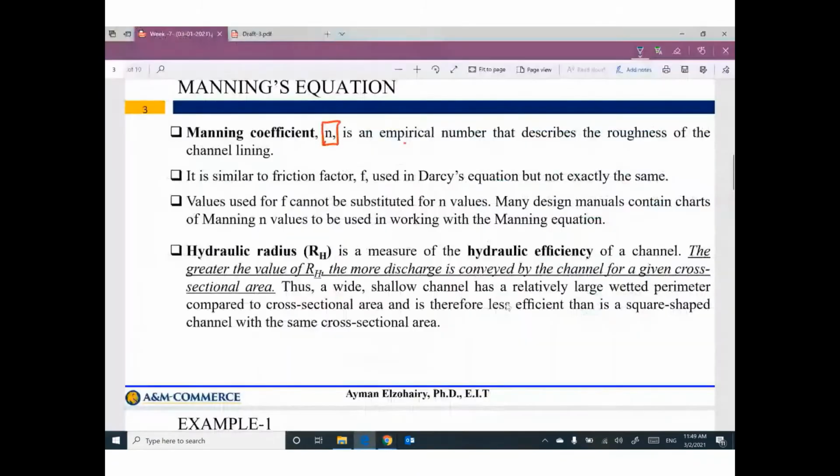We have a few points here. Manning coefficient is an empirical number. It looks like the friction factor that we covered before. All values will be given, don't worry, based on the material of lining. Hydraulic radius, I covered last meeting. Hydraulic radius is a measure of the hydraulic efficiency of a channel. The greater the value of hydraulic radius, the more discharge is conveyed by the channel, which is more efficient.